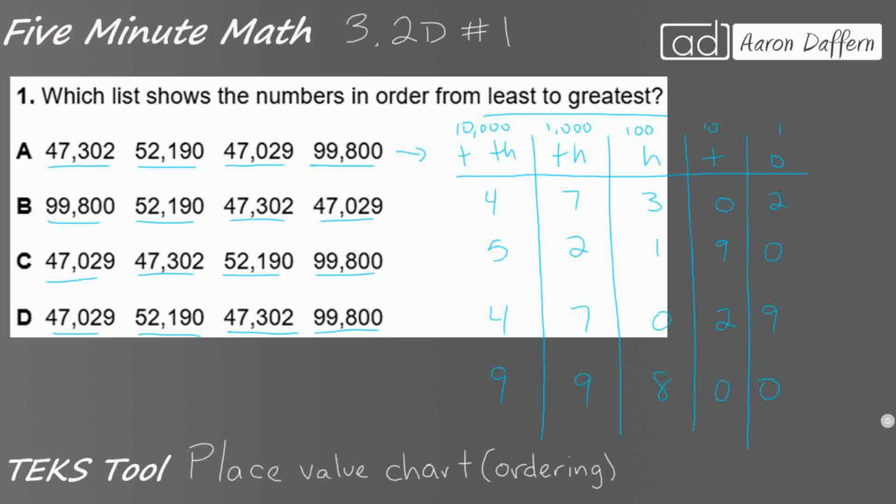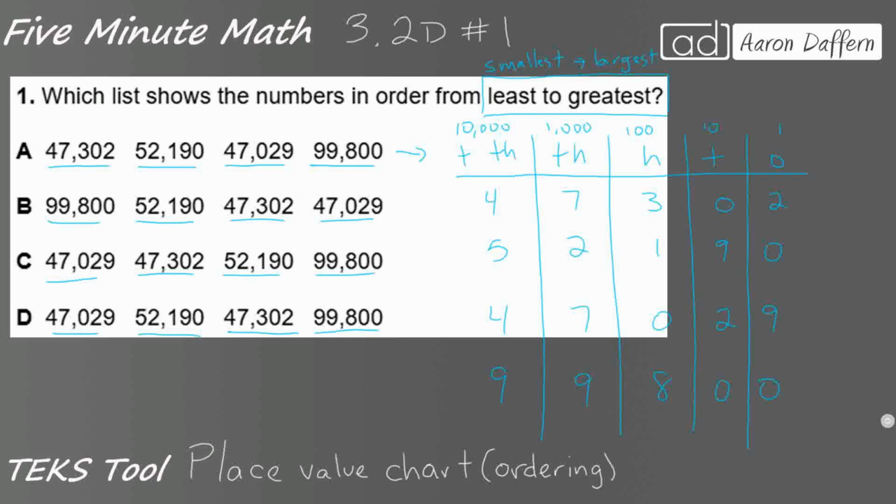All right, so what we want to do here is go back to our problem. Let's verify which direction this ordering needs to go. It needs to go from least to greatest. So least is our smallest, and greatest is our largest. When we are ordering numbers, we always start with the largest place value first, and we look to see if there are any numbers that don't have that place value. In this case, we have 4 numbers that go to the 10,000s place.